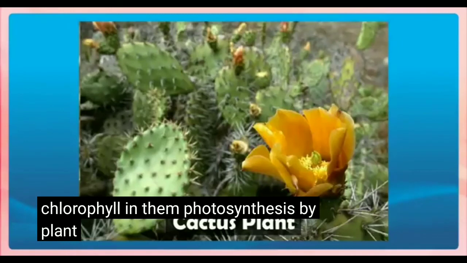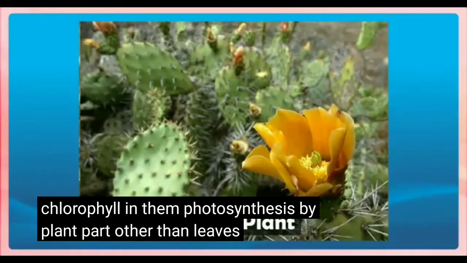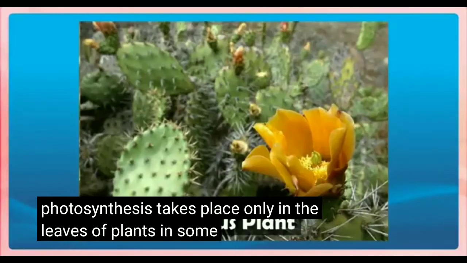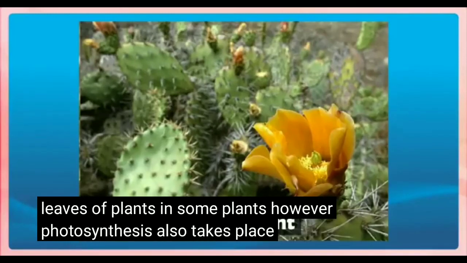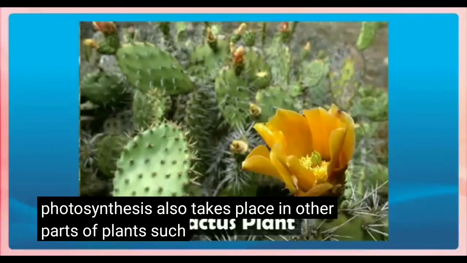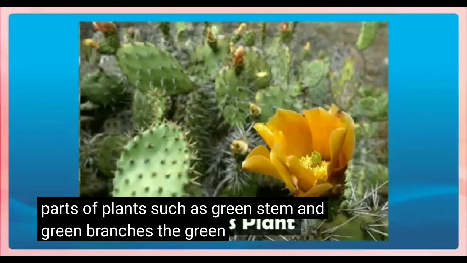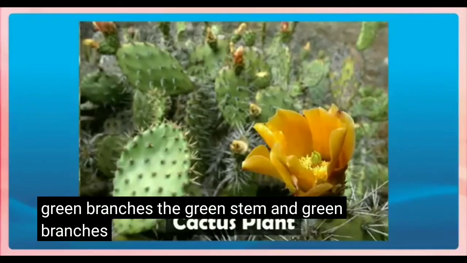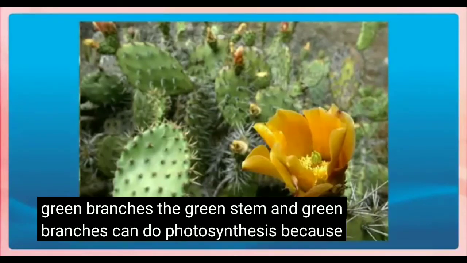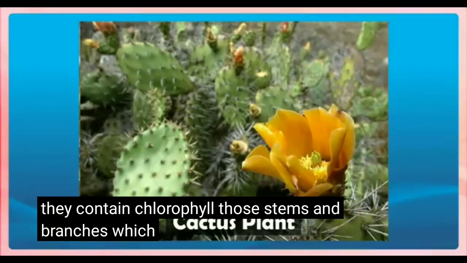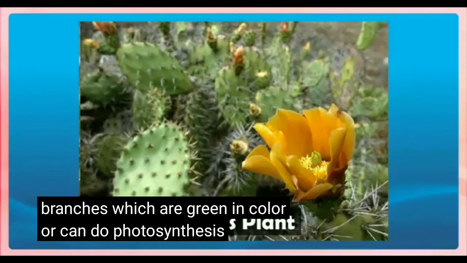Photosynthesis by plant parts other than leaves. Photosynthesis takes place mainly in the leaves of plants. In some plants, however, photosynthesis also takes place in other parts of plants such as green stem and green branches. The green stem and green branches can do photosynthesis because they contain chlorophyll. Those stems and branches which are green in color can do photosynthesis.